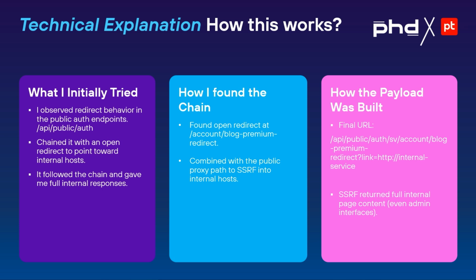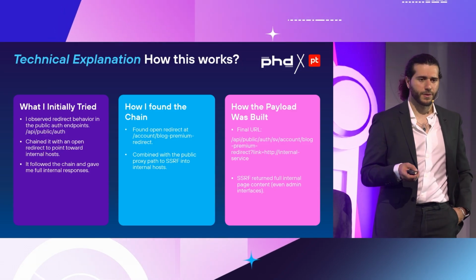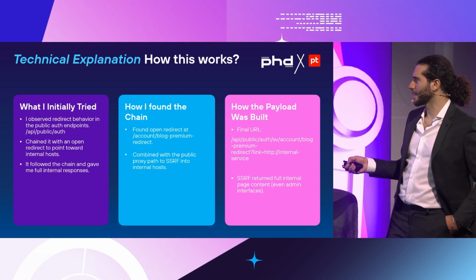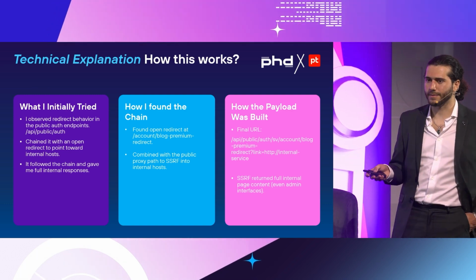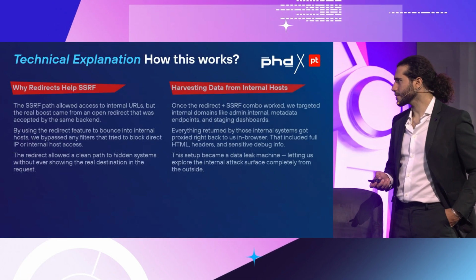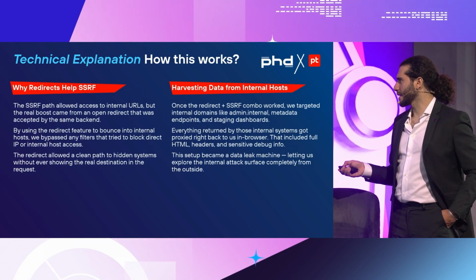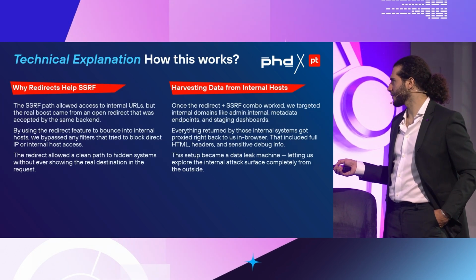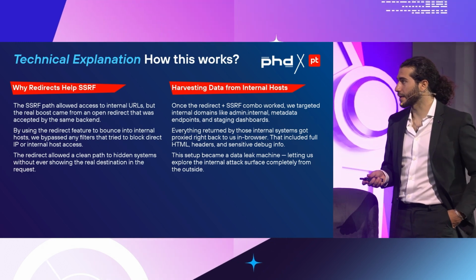Then we combined the SSRF with the public proxy into the internal host. Initially this was not giving us any access to internal domains, but once we found the redirect payload, we were able to build a payload that gave us access to the internal domains. And so this setup became a data leak machine, letting us explore the internal attack surface completely from the outside.